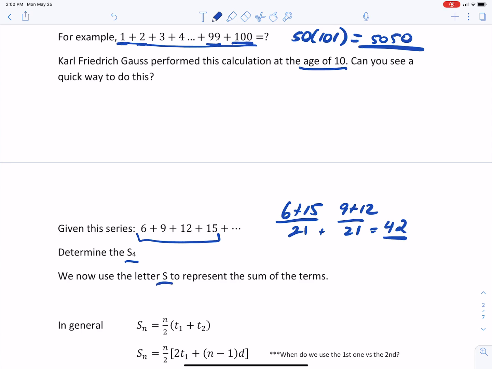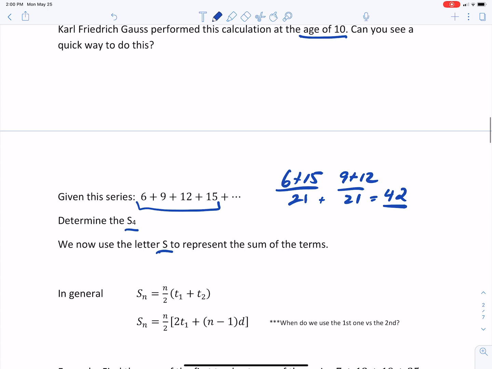So now we're going to use the letter S to represent the sum of the terms, and we have two formulas, and this one's written down wrong. This should be Tn. So the sum of n terms in a series is that n value divided by 2, because I pair them up, times the sum of term 1 plus term n. So just make sure you write that down correctly. This is an n, not a 2. Sorry about that. So when do I use this formula? I use this formula when the first and last terms are known.